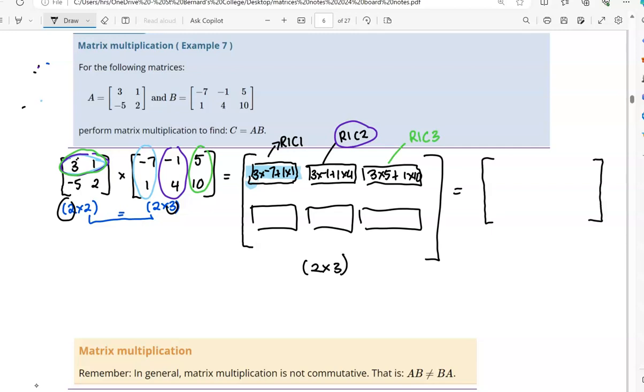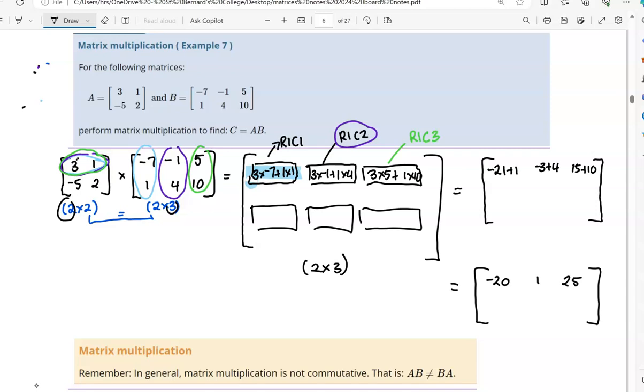So if you have a look, 3 times -7 would be -21 plus 1. That's this little one in the blue. Then in the center, I'd have -3 plus 4. And here I'd have 15 plus 10. So, and then we'll keep going and we'll get the final bit. And that would be -21 and 25. So I've done the first row there.